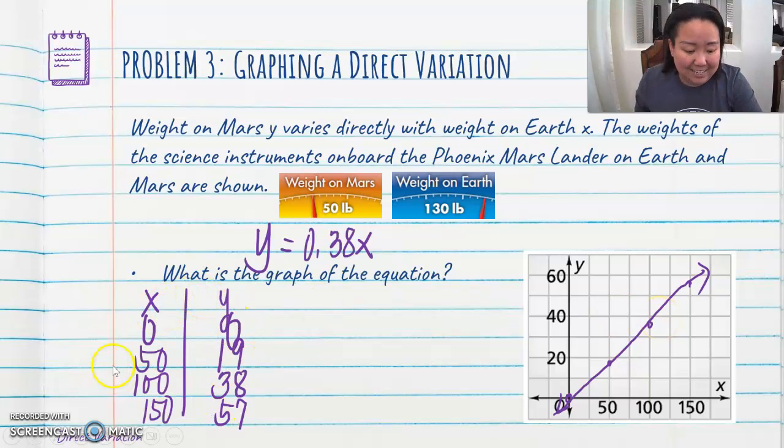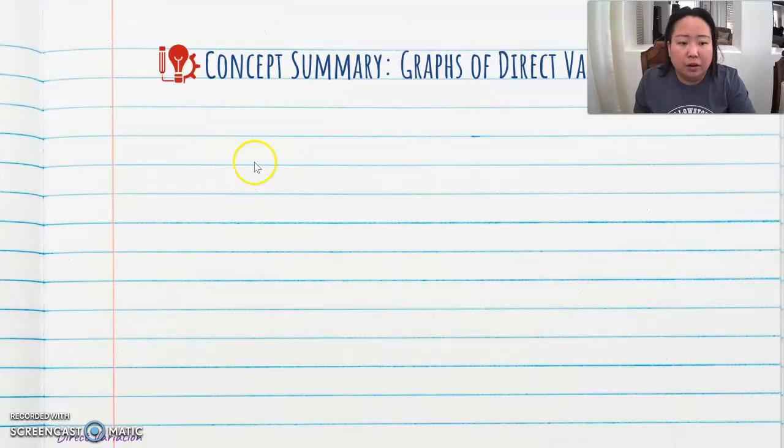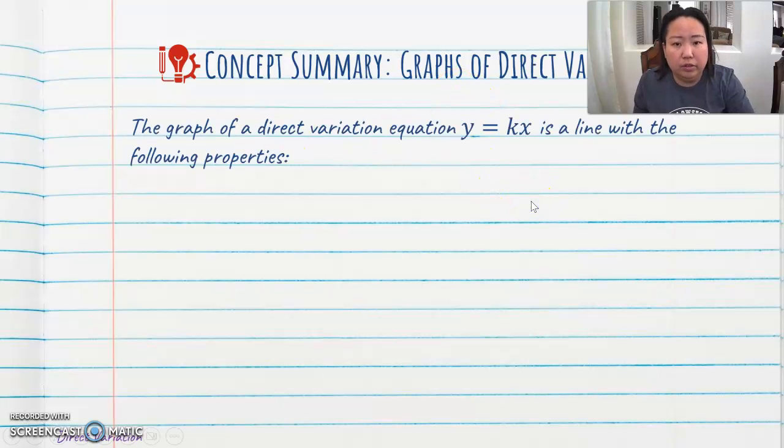All right, so as a summary, when we talk about the graphs of variation, we always have to consider the equation y equals kx, and the graph of that will always be a line, and that line will have the following properties.